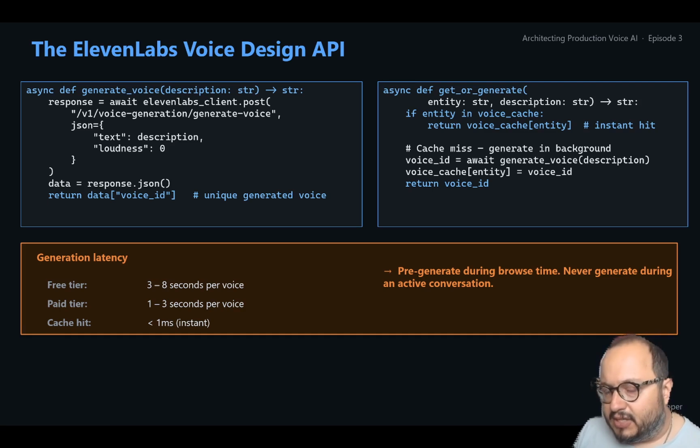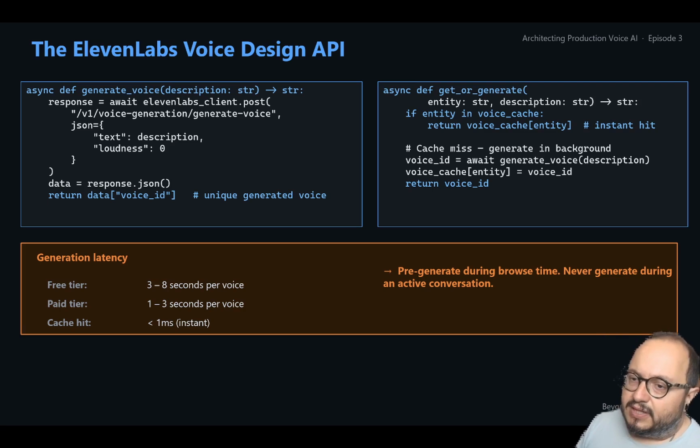In session_manager.py, the voice cache is a dictionary mapping entity names to voice IDs. When the user arrives at a new entity, we check the cache first. If we have the voice ID, we use it immediately. If not, we trigger generation and display a brief loading state while we wait. The generation runs in a background asyncio task, so it does not block the rest of the session.